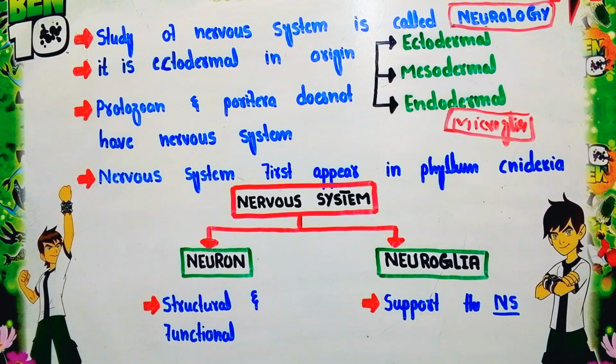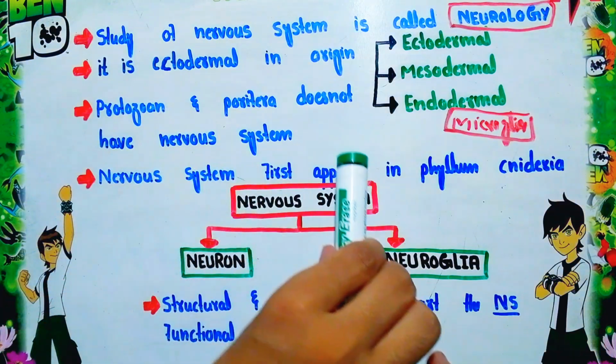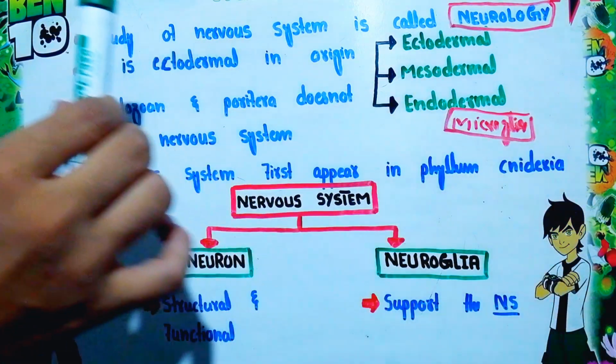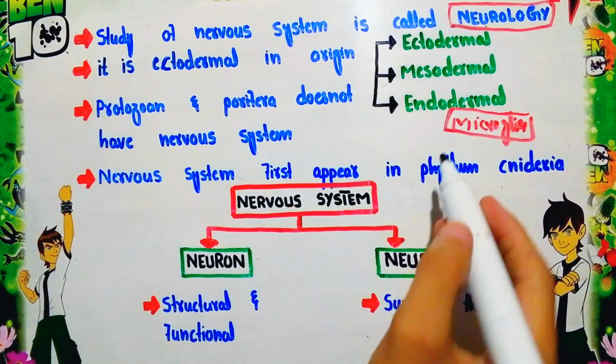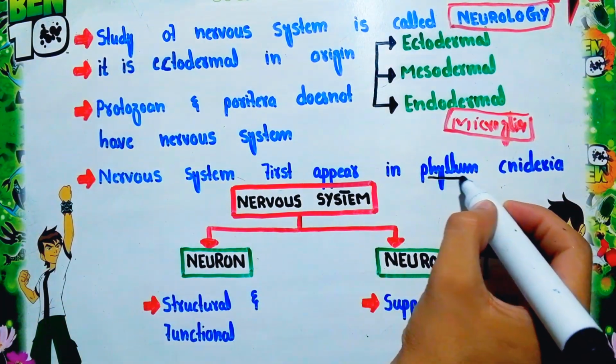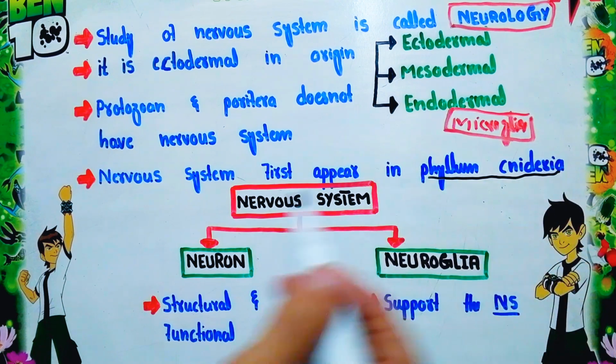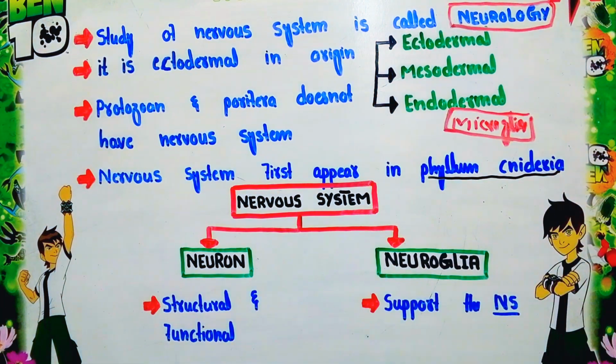For the first time, the nervous system appears in the phylum Coelenterata. So, the nervous system first appears in the phylum Coelenterata. This is a very important point for MCQs. Say the nervous system first originates in the phylum Cnidaria, or phylum Coelenterata. Now, if we talk about the nervous system of humans, humans have a well-developed nervous system.